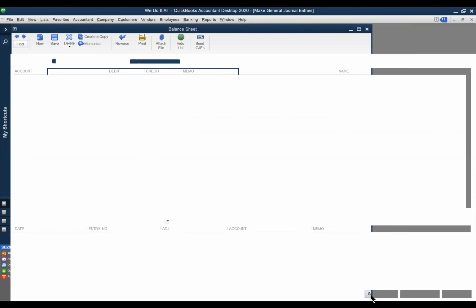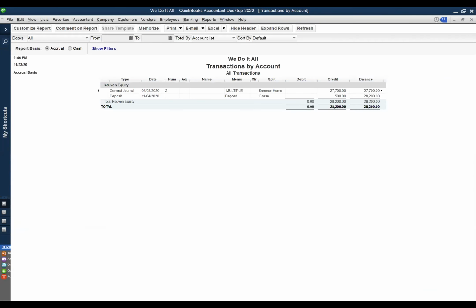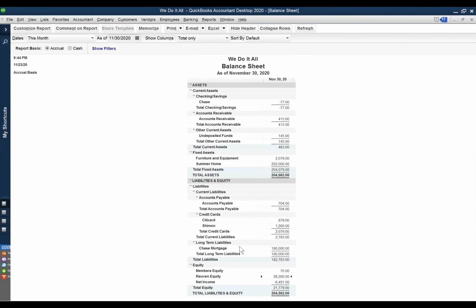So let me do save and close, and I'm gonna change it. Record. It's just asking me a lot of different things right now. So at least we took care of the roofing equity part. We'll still have to figure out the rest. But Ruben equity is still 28,200. Good.